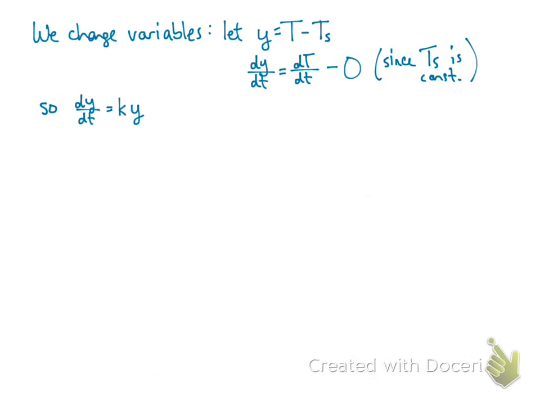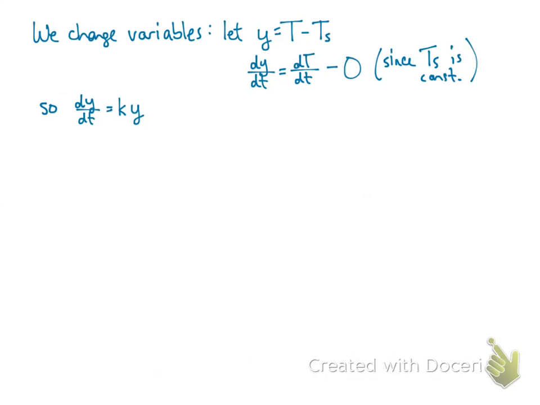So that means dy/dt is the same as dT/dt, which we know from the previous slide is k times this difference in temperature, but that's just y. So we have the derivative of y is proportional to y itself. dy/dt equals k times y. k is some constant, so this is a proportionality relationship. So the bigger y is, the faster it changes. The smaller y is, the slower it's changing.